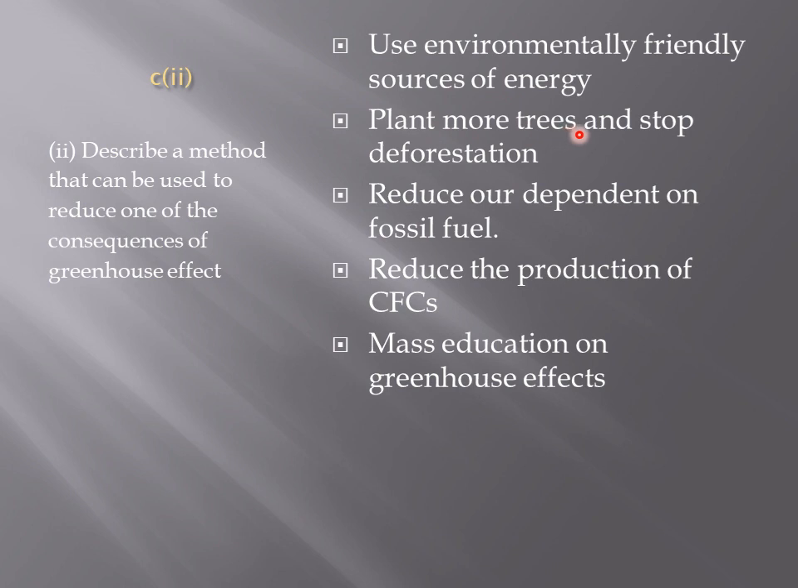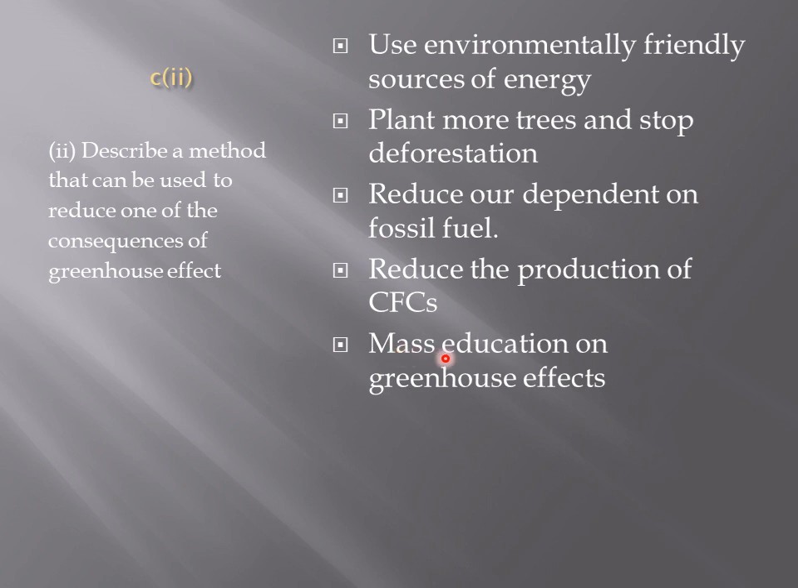Why should we plant more trees? So that the trees will absorb carbon dioxide in the atmosphere. Why should we stop deforestation? As we cut down trees, we are exposing our environment to much carbon dioxide. We should reduce our dependence on fossil fuel because it releases a lot of greenhouse gases. We should also reduce our dependence on chlorofluorocarbons. They deplete the ozone layer, which will increase the amount of energy entering the surface of the earth and raise the temperature of the earth.